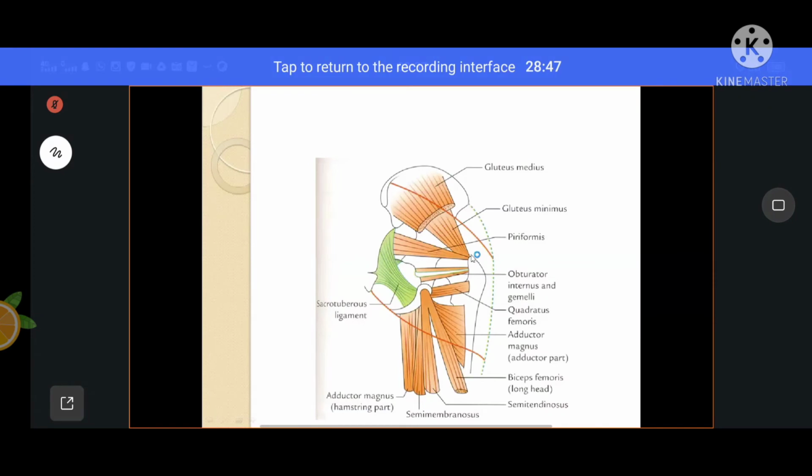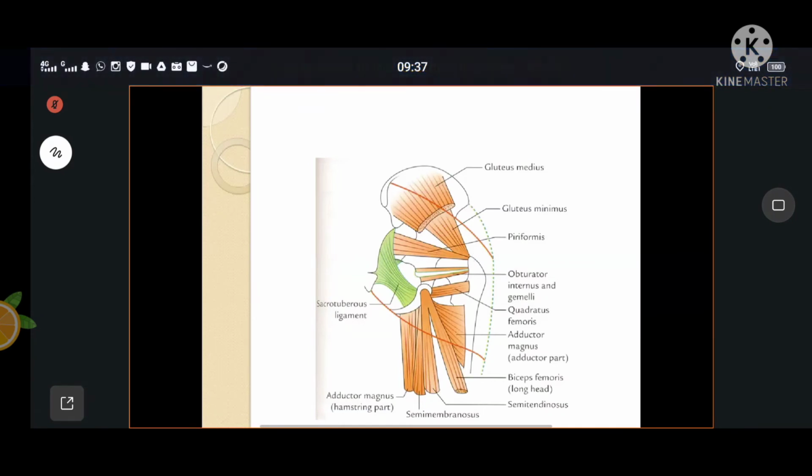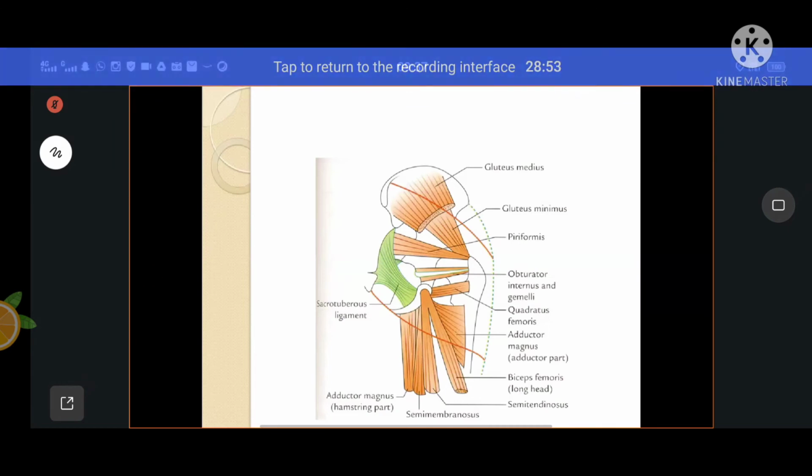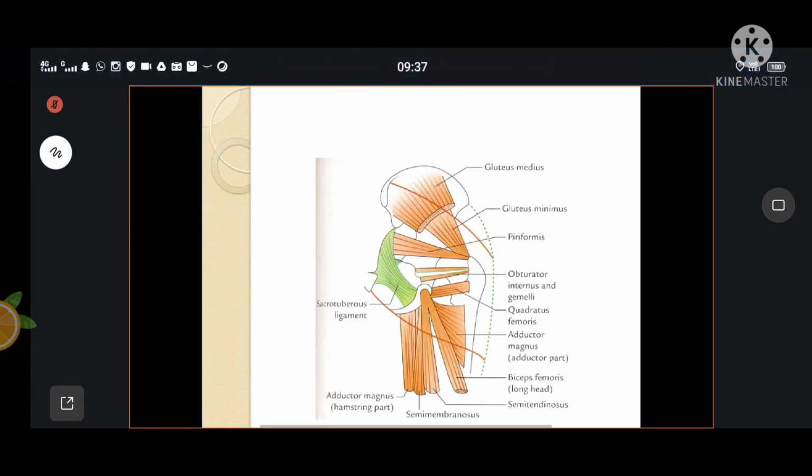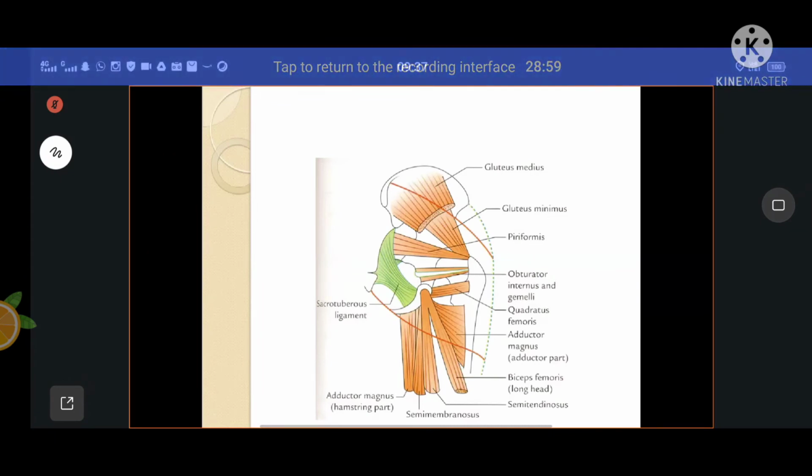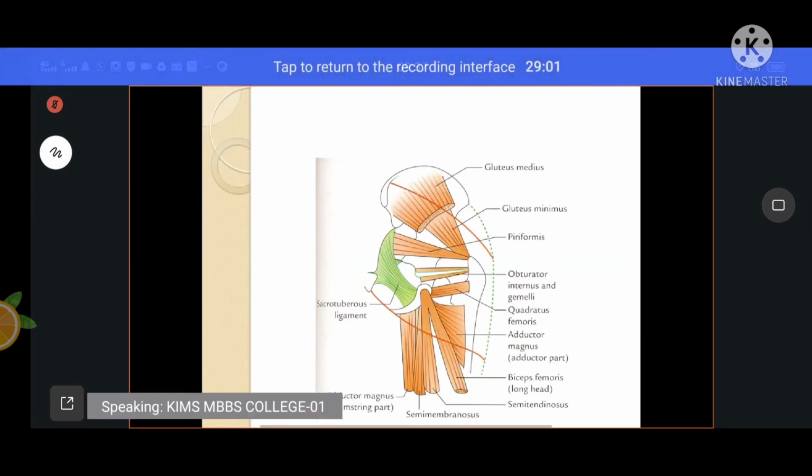So the greater trochanter of the femur is also a 2 marks question for you, right? So this is all about the muscles which you find below the gluteal region. The muscles which you find below the gluteus maximus muscle, right?